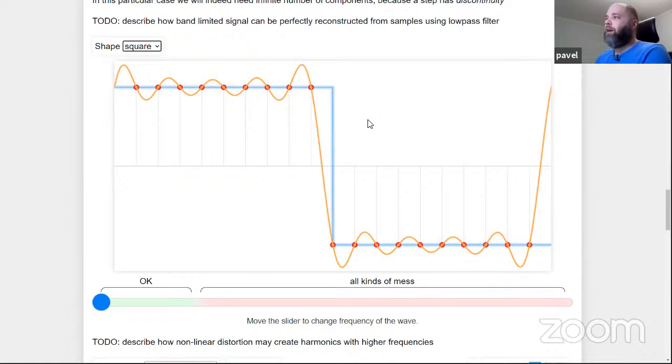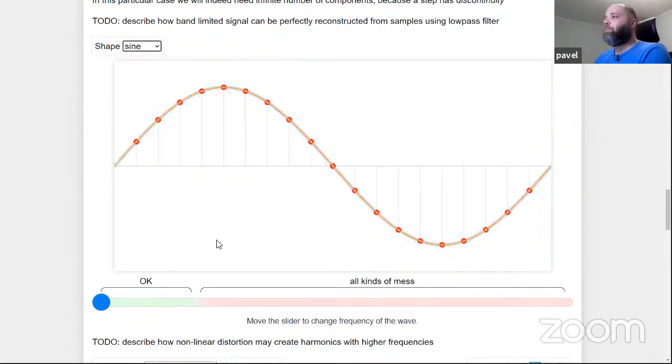So we get a reconstruction like this. So we get some wavy approximation of the square wave. And when you, for example, choose in your synthesizer a wave shape which is square, you have to understand that what you get eventually is this wavy approximation. Okay, let's go to sine wave.